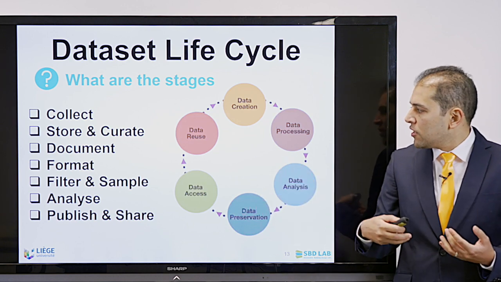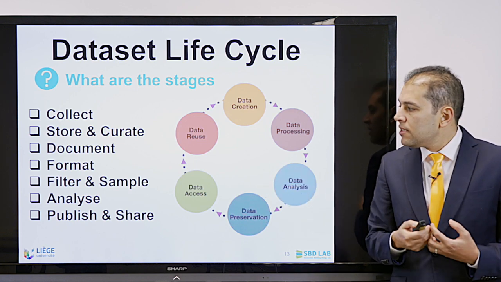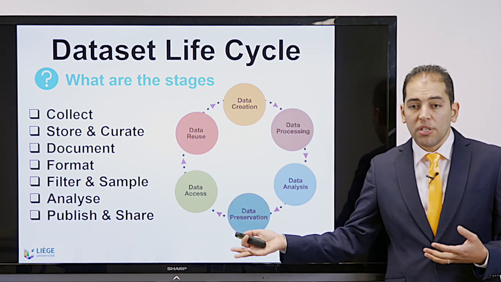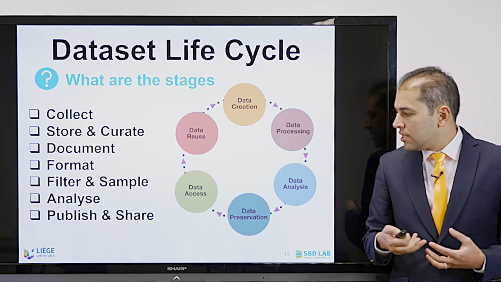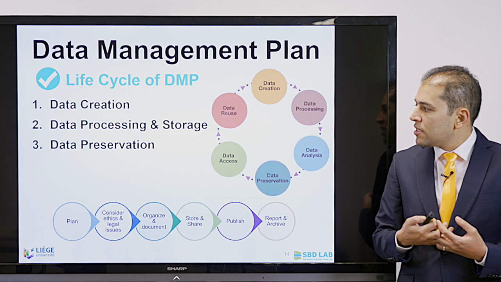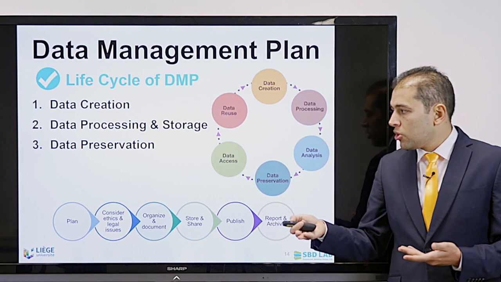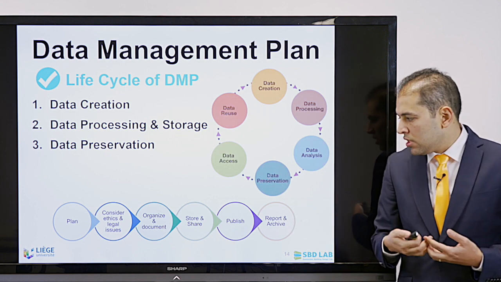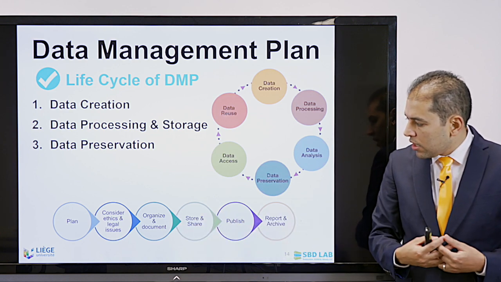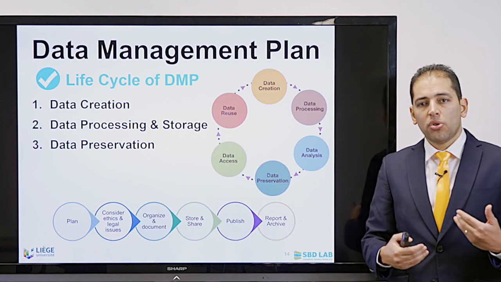On the left side, you might find some other items that are not on the graph, like storing and curating the data, which is important, formatting the data, filtering and sampling the data, and publishing and sharing the data. But those are the key steps in general when we're talking about data. In another example, we can say that the life cycle of data simply comprises creation, processing, storage, and the third step is preservation. As you can see, other schemes here talk about planning, considering ethics and legal issues, organizing and documenting, storing and sharing, publishing, and finally reporting and archiving.